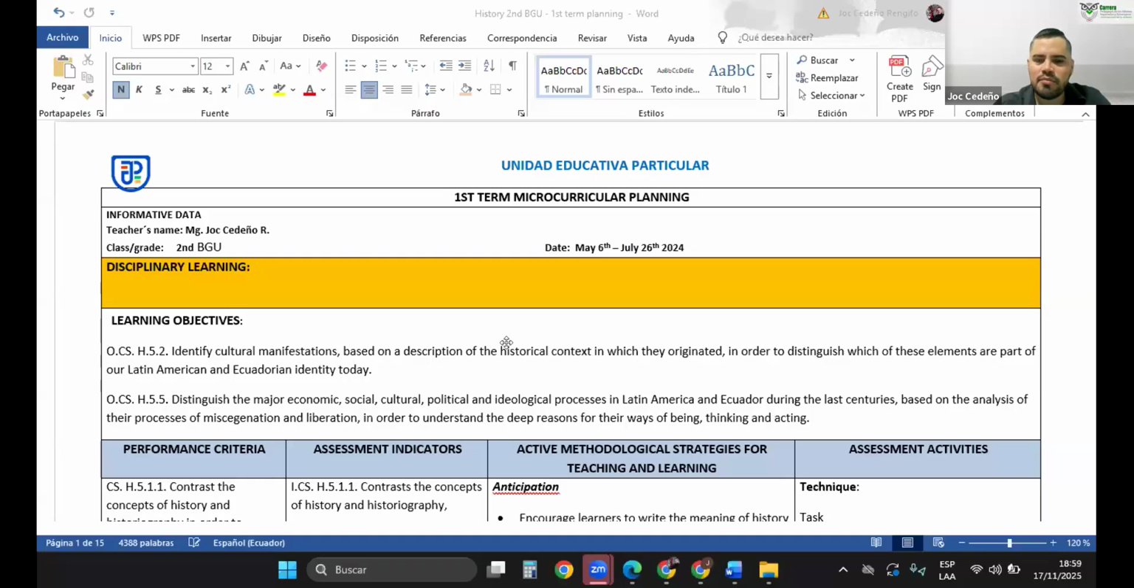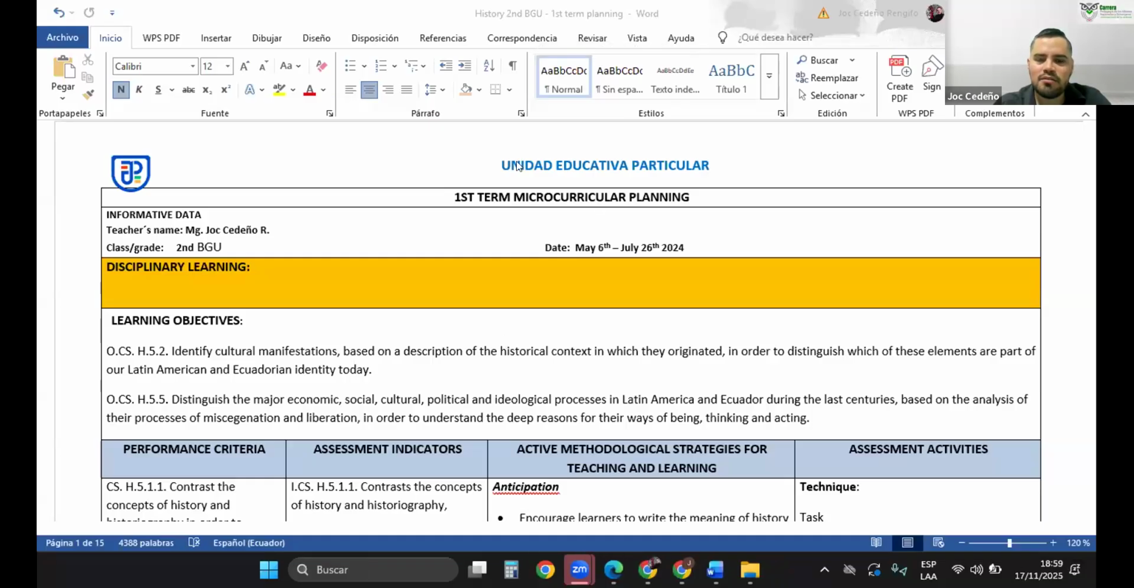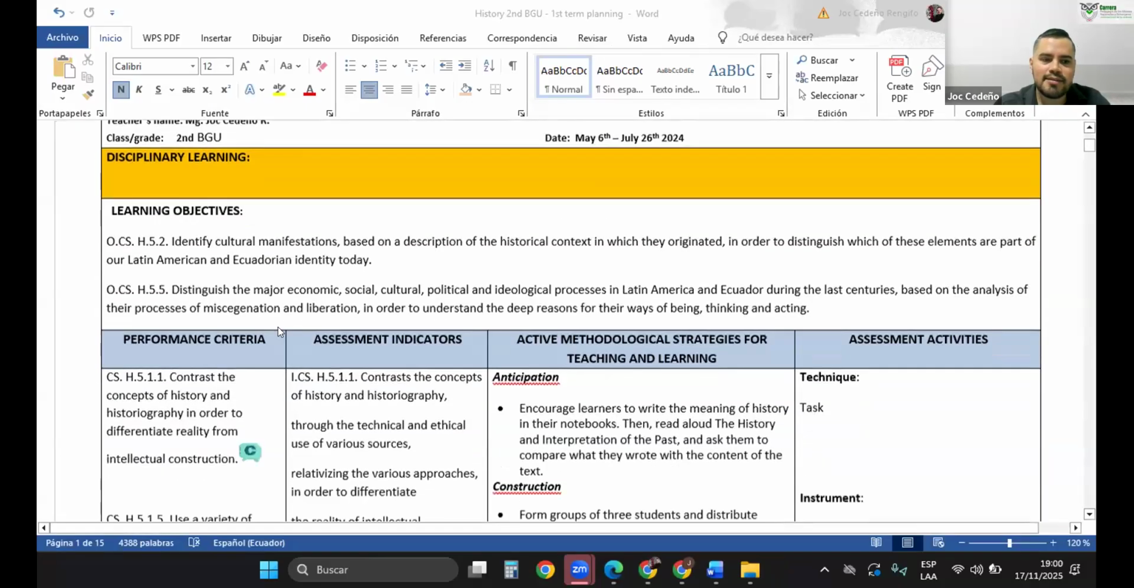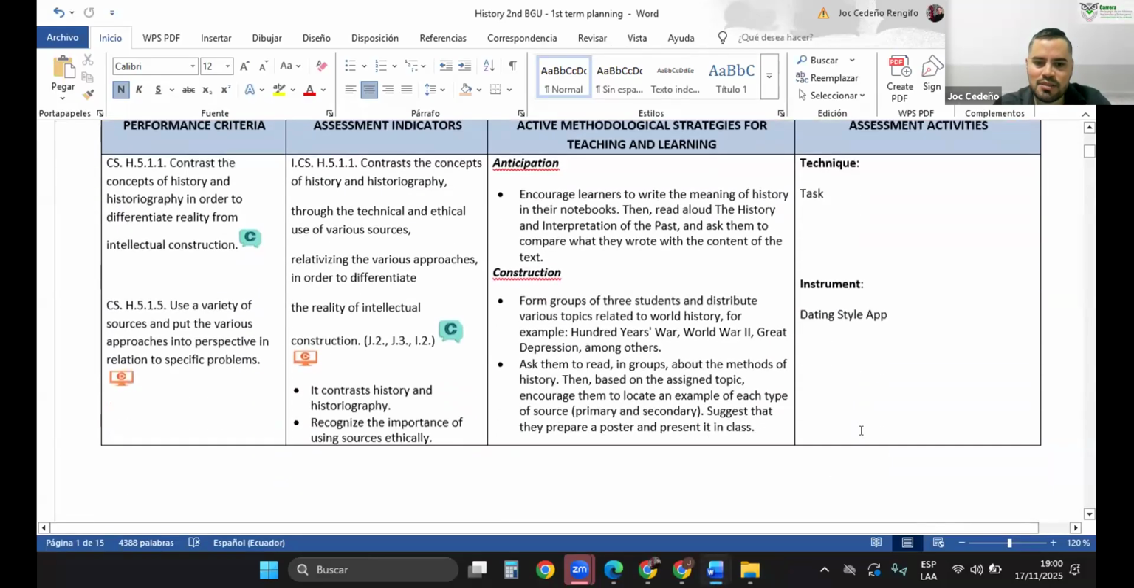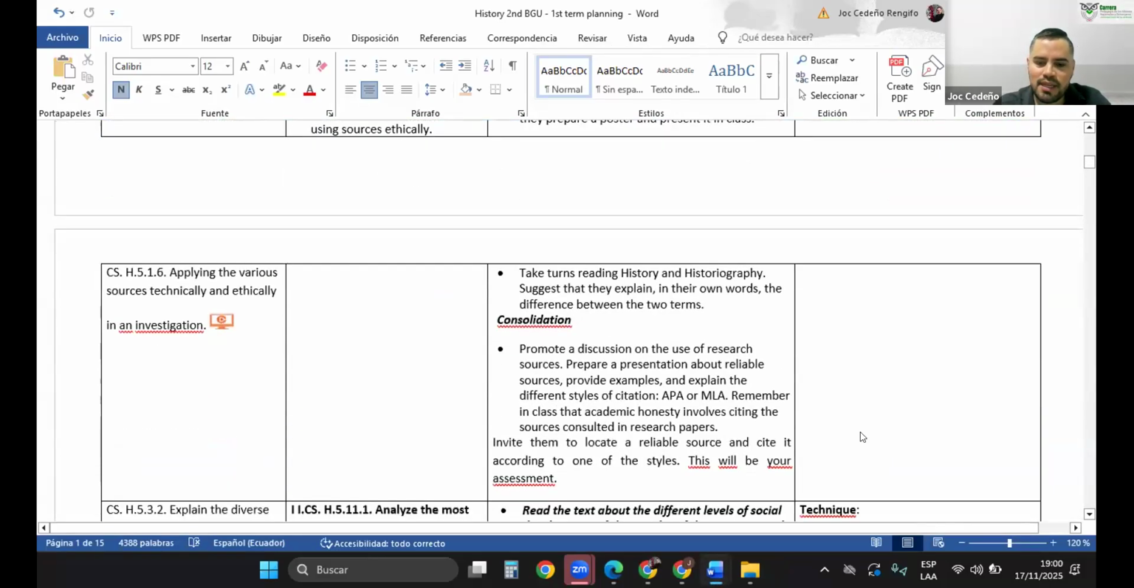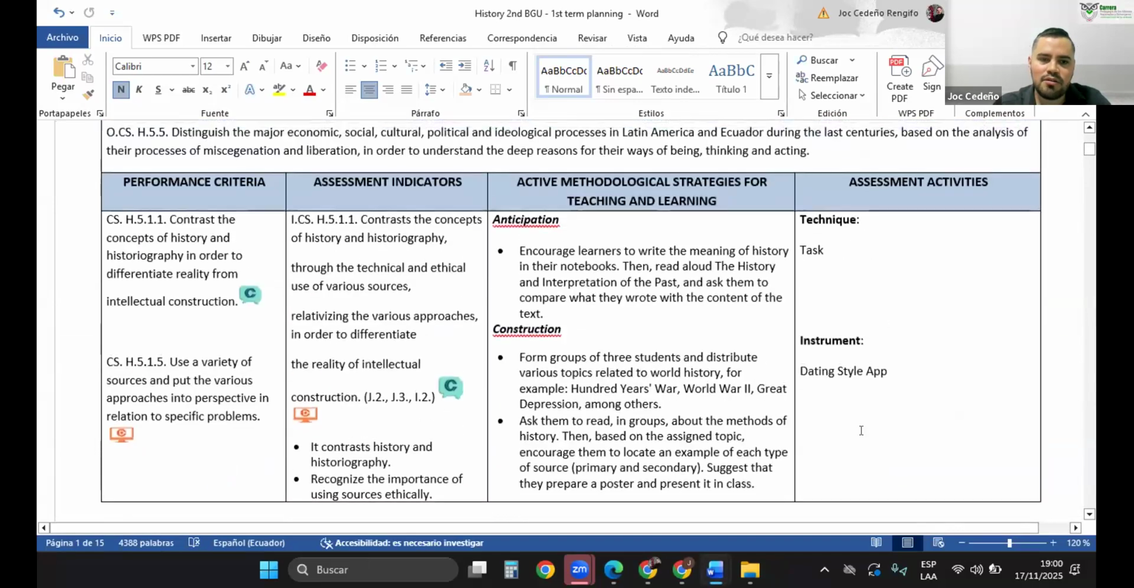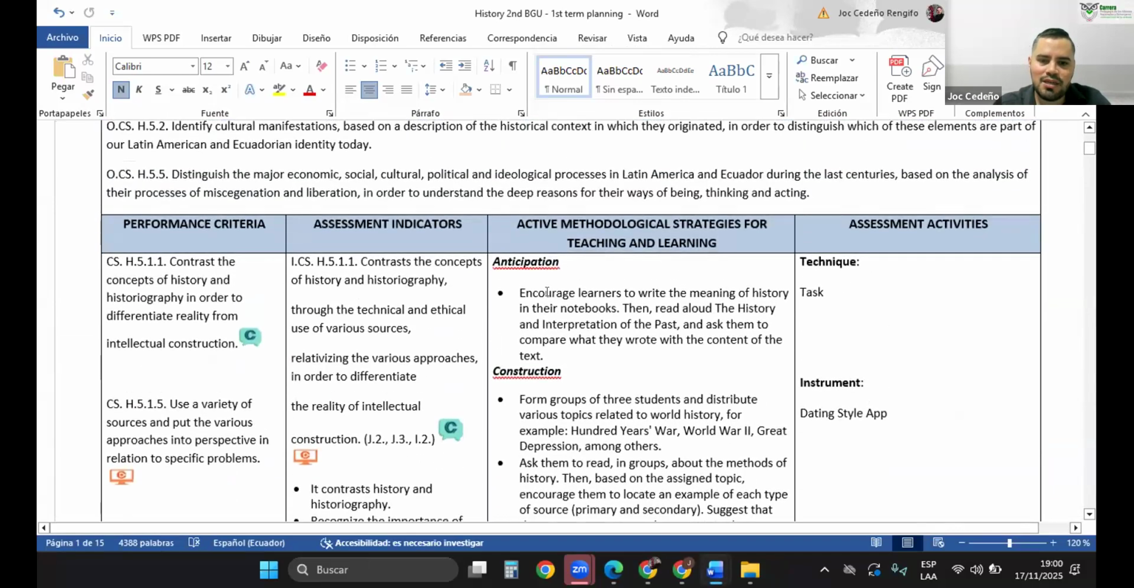Okay, so this is just an example for you. Look, this lesson planning or microcurricular planning, unidad educativa, blah, blah, blah. You need to make it up. You put the name, class, learning objectives, performance criteria, assessment indicators, active methodological strategies, assessment activities, technique, instruments, and that's it. That's the lesson plan. It doesn't have to be long, but it only shows the stages.